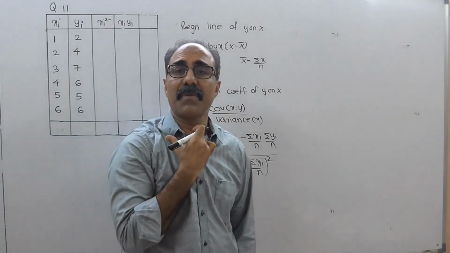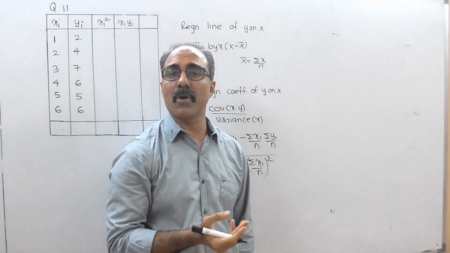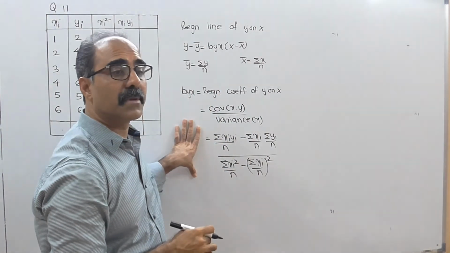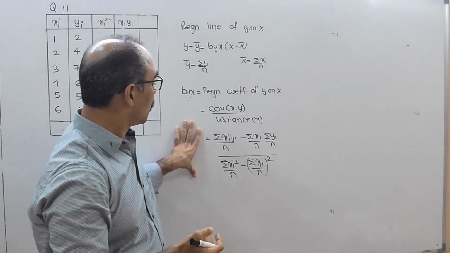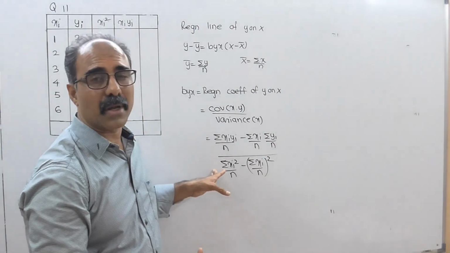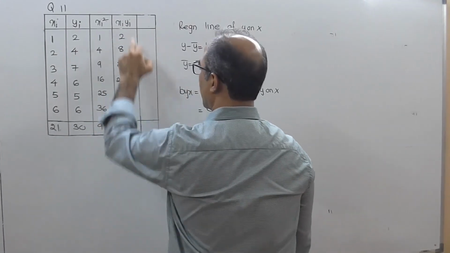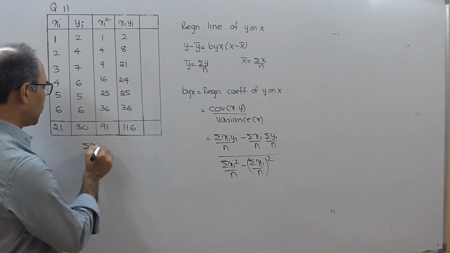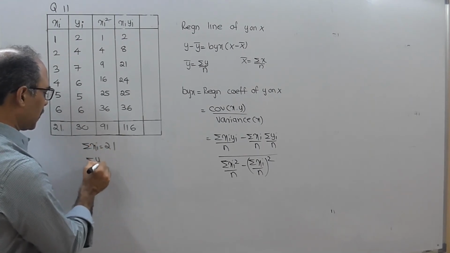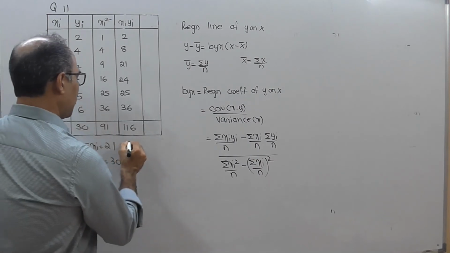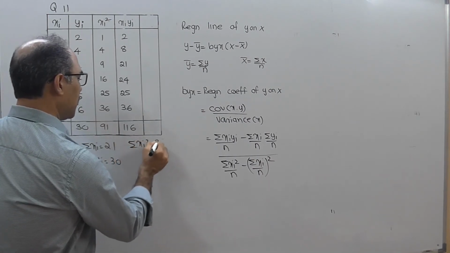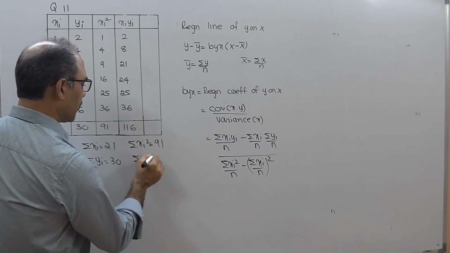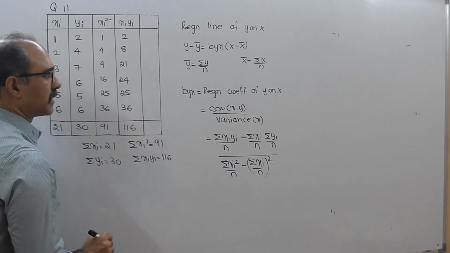In the previous sum, we found both the regression lines, so you have to make columns for xi square, yi square and xi yi. But as per the requirement of this question, it is not necessary to make a yi square column. I made the columns xi square and xi yi, and these are the totals. If you want I can just note down here: sigma xi is 21, sigma yi is 30, sigma xi square is 91, and sigma xi yi is equal to 116. Okay?